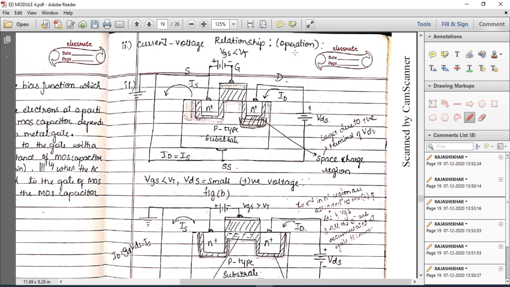It's very simple, you just need to concentrate properly. Based on this, you need to understand the p-channel enhancement MOSFET on your own. So now, this is the current voltage relationship for the n-channel enhancement type MOSFET.